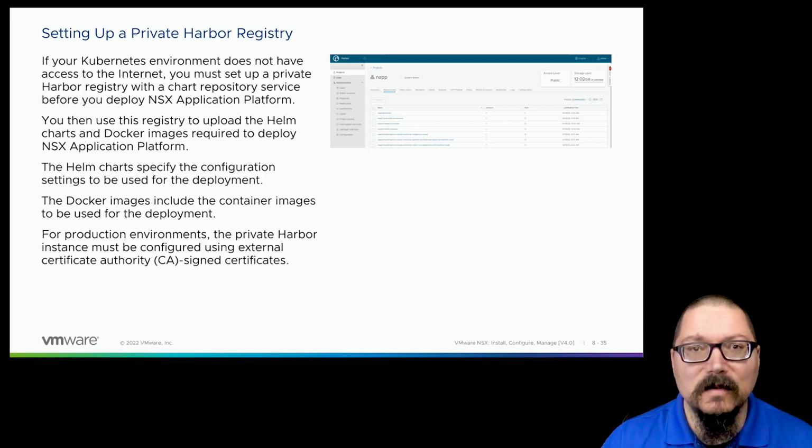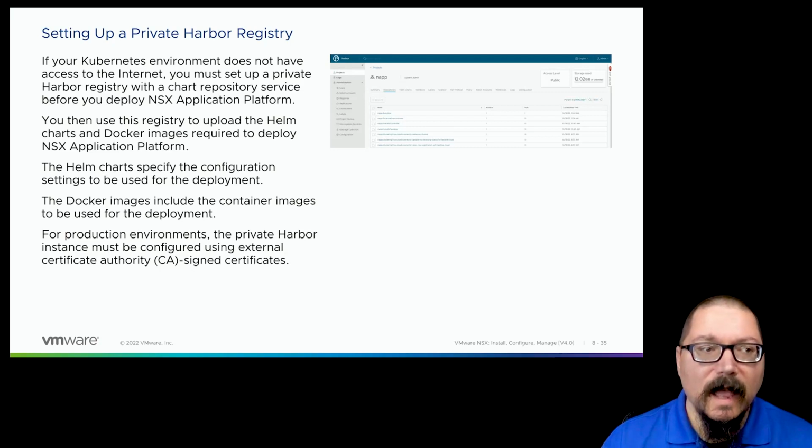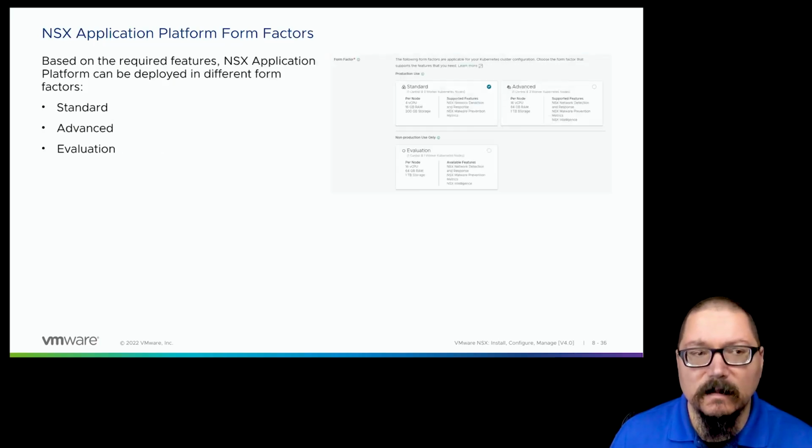I'm going to have to deploy Harbor and set up not only the Harbor registry to store the images, but also the chart repository to support the Helm charts. And from there, I'm also going to need to make sure that my Harbor registry has its own CA signed certificate. We cannot use a self-signed certificate here. This needs to be something signed by your certificate authority.